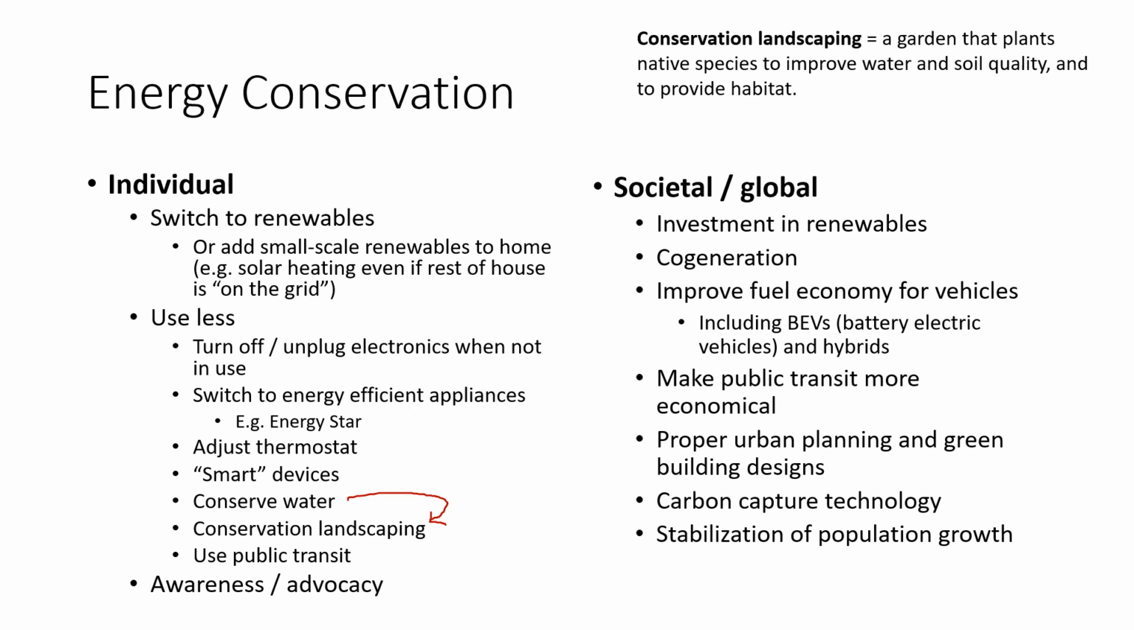Improving fuel economy for vehicles, we'll talk about that in a little bit. We'll talk about battery electric vehicles, making public transportation more economical, reducing the stigma around public transportation, proper urban planning, green building design. Proper urban planning could include making small localized neighborhoods within cities so that people live next to where they go to work, where they go to school, where they shop, where they find entertainment. They have all of that within a small radius and don't have to rely on any type of transportation other than walking, biking, and local public transportation to meet those needs.